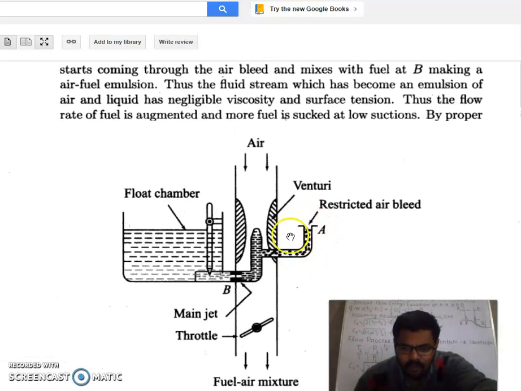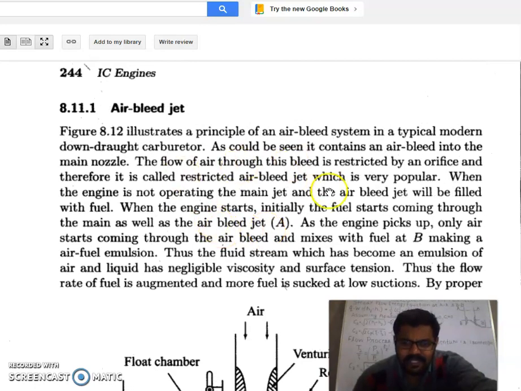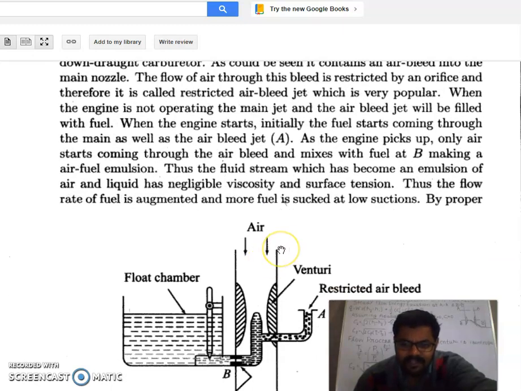So you can put this restricted air bleed here also into this nozzle. This part can also be put inside your main jet. But the main purpose of this air bleed system is to supply a 60:1 air-fuel mixture throughout the engine's operation, because most of the time our engine will operate between 25 to 60% of throttle opening. Idling condition is very less and full power is also very less.